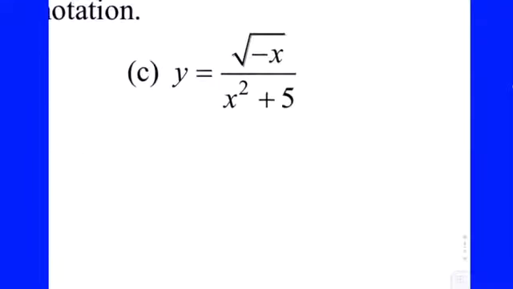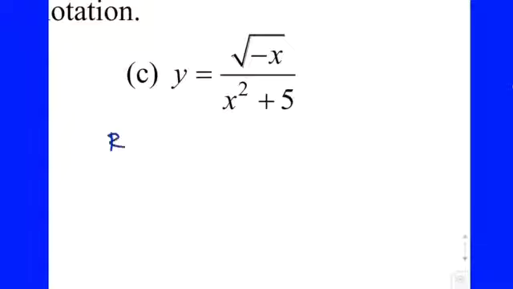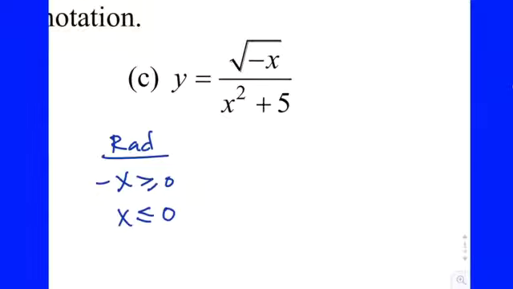All right, let's do this last one together and we'll call it a day. I've got variables in the denominator. I got a variable under the square root. So let's do the radical part first. The radicand, negative x, must be greater than or equal to 0. I solve, I flip the inequality, and I get x is less than or equal to negative 0. What the heck is negative 0? It's also 0. Okay, cool.